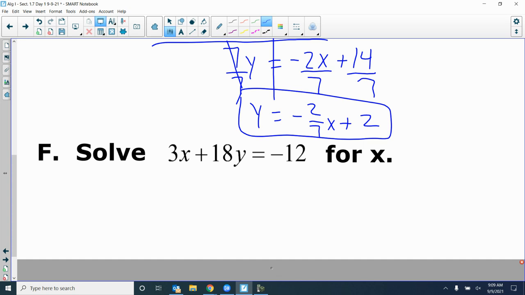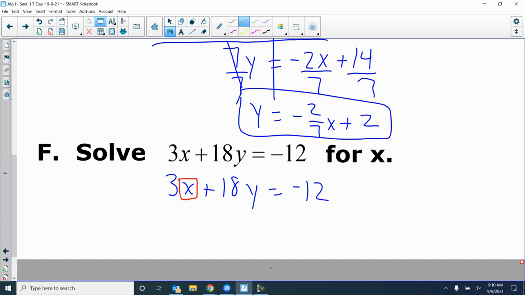All right. So what we got? So 3x plus 18y equals negative 12. We're going to solve for x. Solve for x. So yeah, they flipped that one on you. The last one's for Y, and this one's for X. So you got to be careful. You got to really read the directions, or else you're gonna take off on the wrong path.